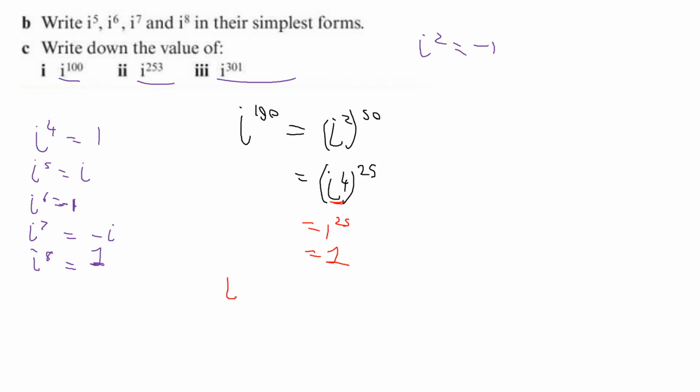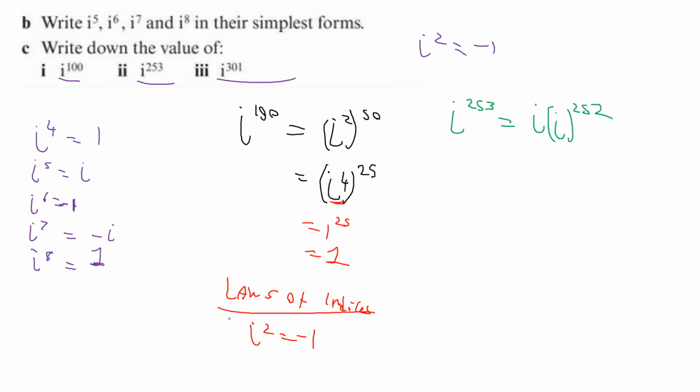Okay? So all we're doing is using laws of indices, and i squared is equal to minus 1. Let's use that same principle here. i to the 253. What numbers go into 253, do you think? Exactly, 252. What I mean is, this is the same as i times i to the power of 252. So again, we're just manipulating the laws of indices. Poor wording, but that's what we're doing.